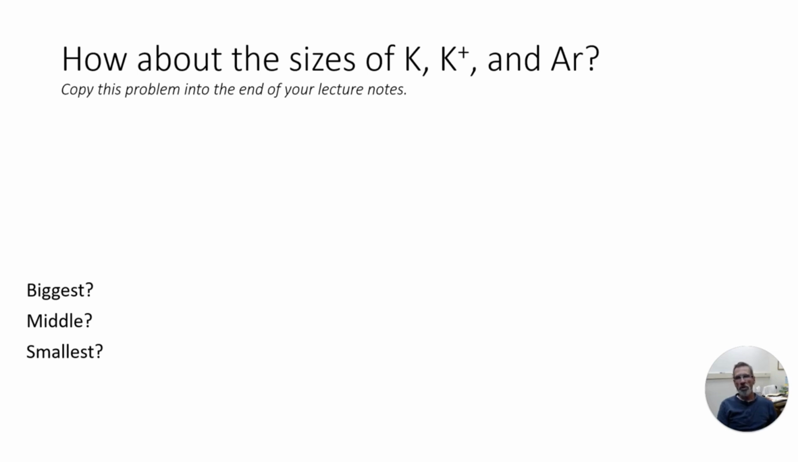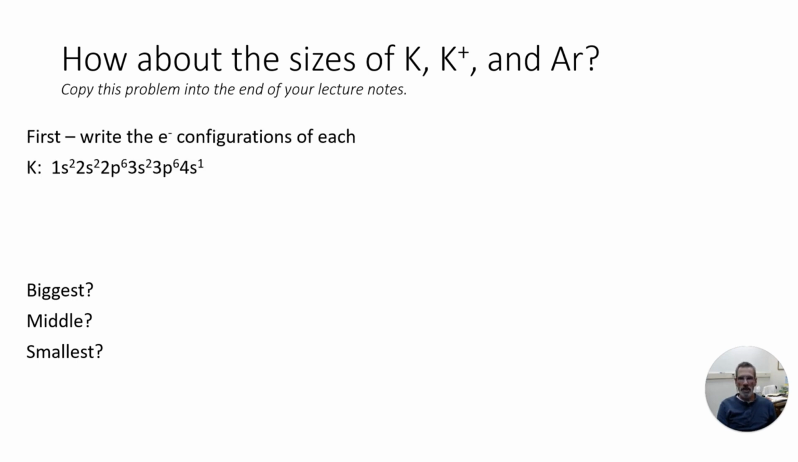One more problem. Let's try a comparison between the potassium neutral atom, potassium cation, and the argon atom. And you might want to copy this problem into the end of your lecture notes. We want to know who's biggest, who's smallest, and who's in the middle. First, let's write the electron configurations of each of these 3. Potassium ends with its valence electrons, a single one in the 4s.